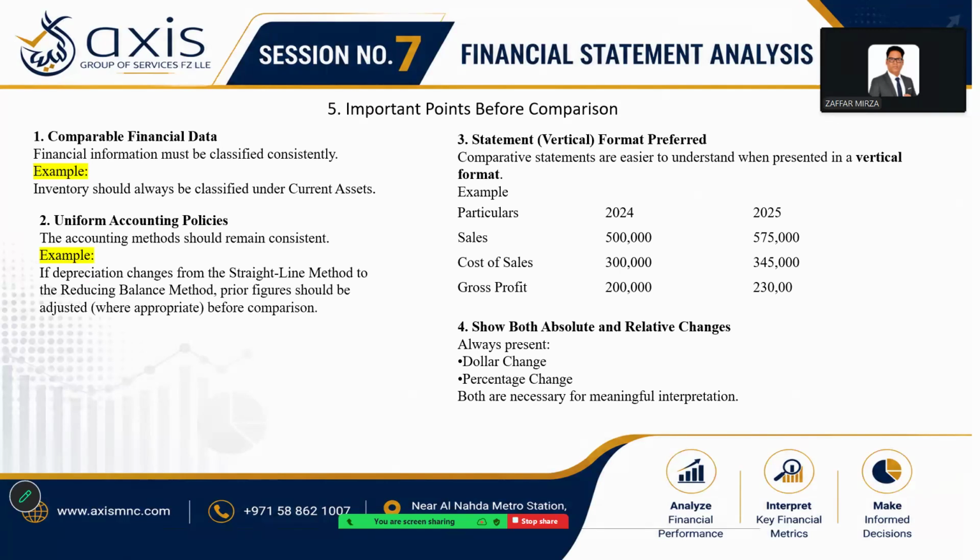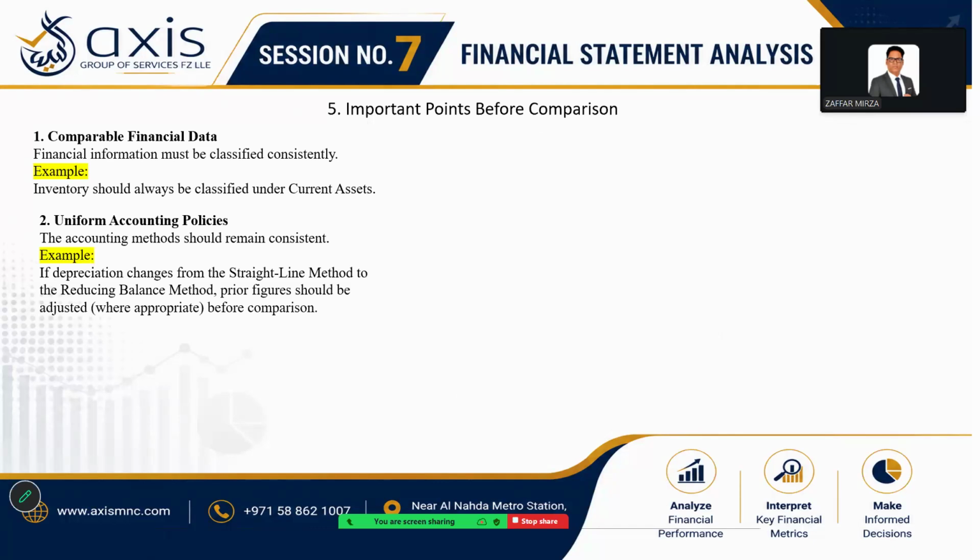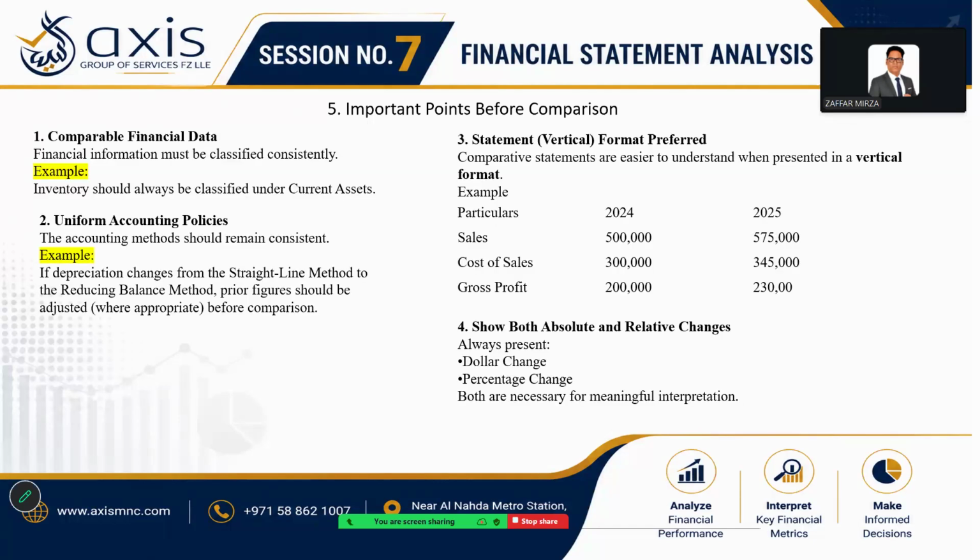So sales this year and that year, current year and the previous year. Current year is 2025, previous year is 2024. So here amount change and the percentage change. Amount change is the absolute change. In the absolute change, we'll calculate.